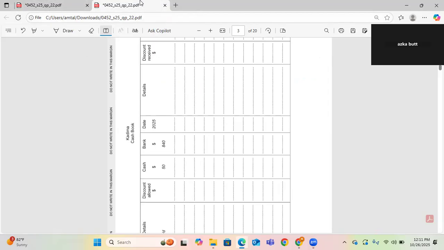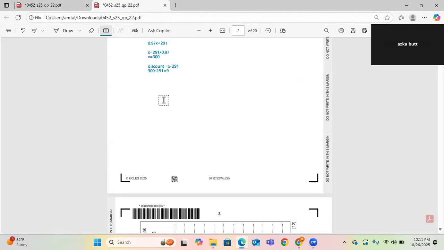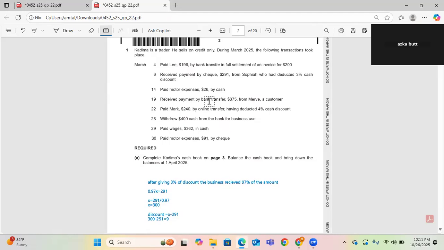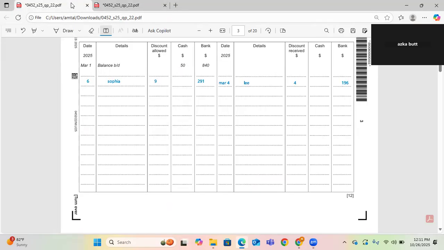Let's see the next entry. Paid motor expenses $26 by cash. Okay. So we will now be writing it on the credit side, and it will happen on 14th March. Motor expenses, which is $26, and we will be deducting it from the cash column. 26. Okay.